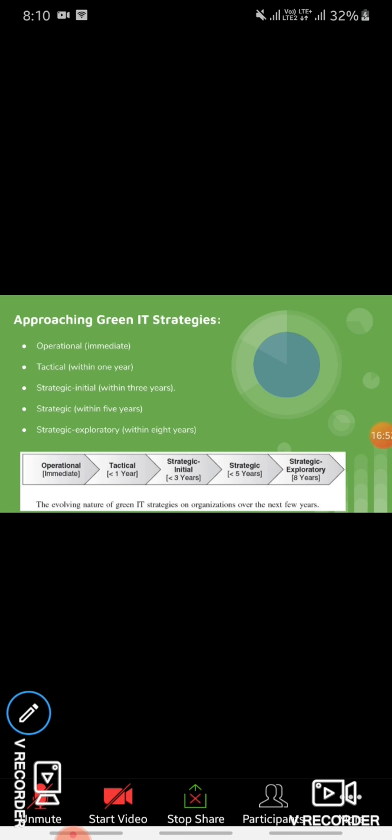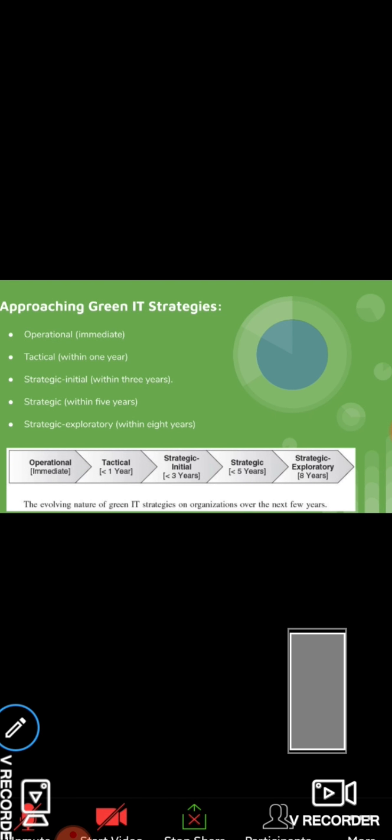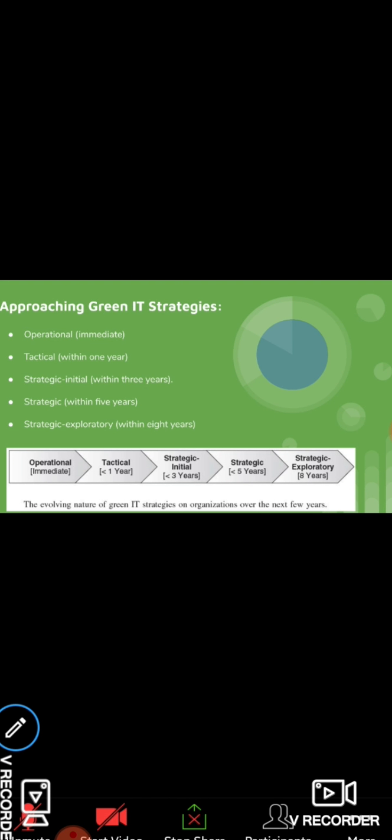So let's move to the next point, that is approaching green IT strategies. In this we'll cover the operational or immediate tier. There are 5 tiers in this. There are 5 strategies, we can say, which are based on years or some duration.